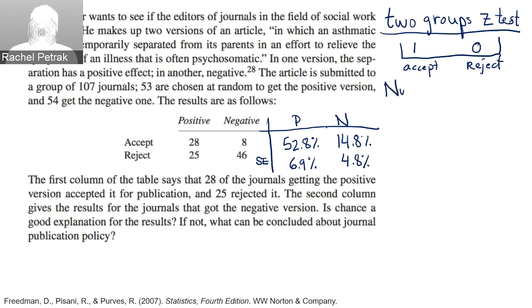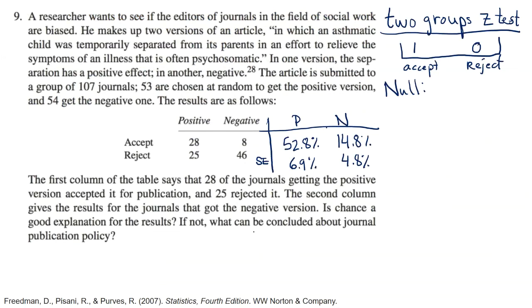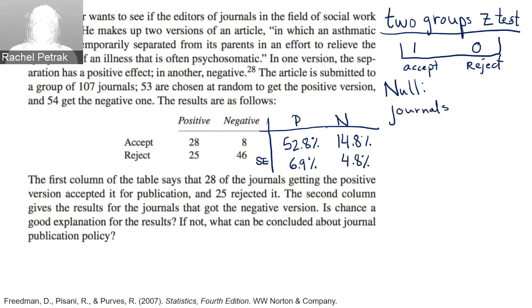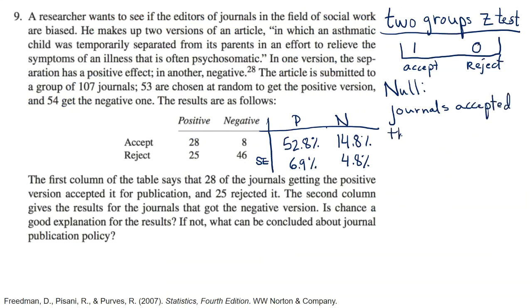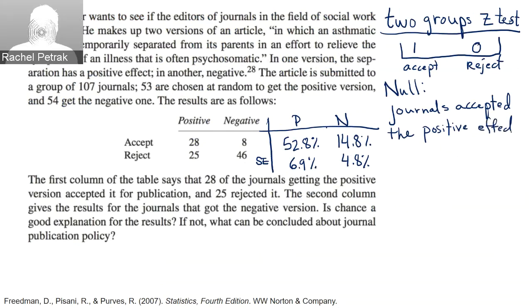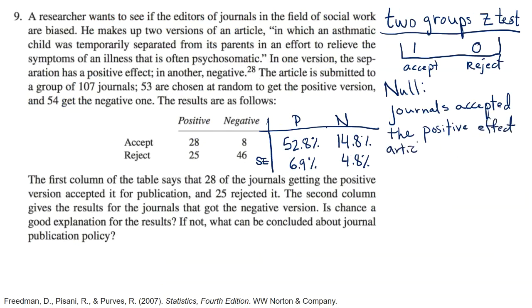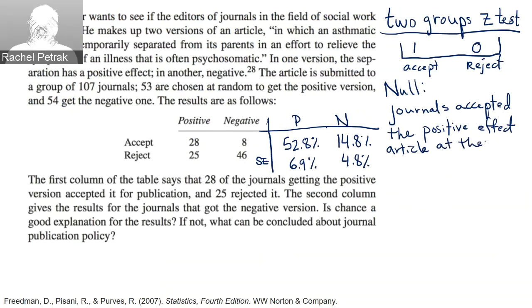Let's make sure to state our null hypothesis, which would be that the journal acceptance rate. We would say that journals accepted the positive effect article at the same rate as the negative effect article.